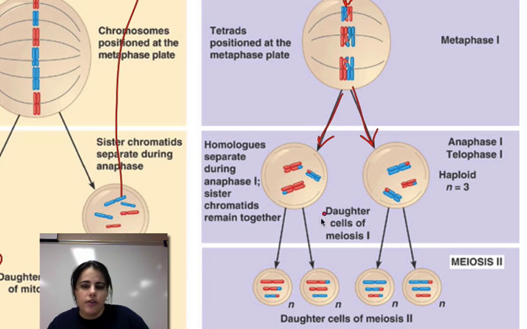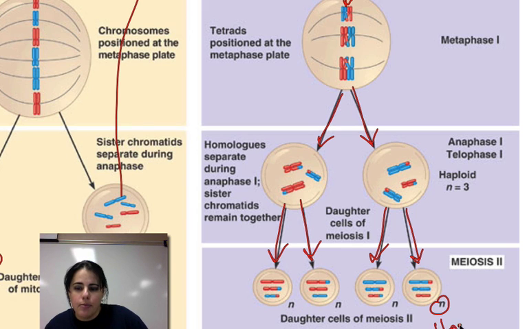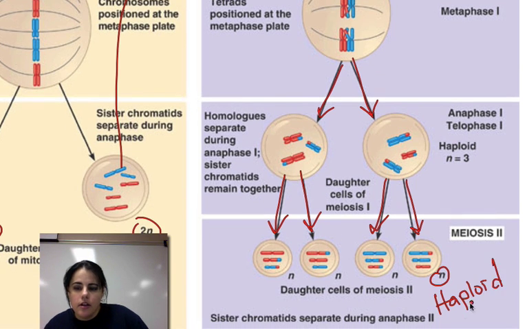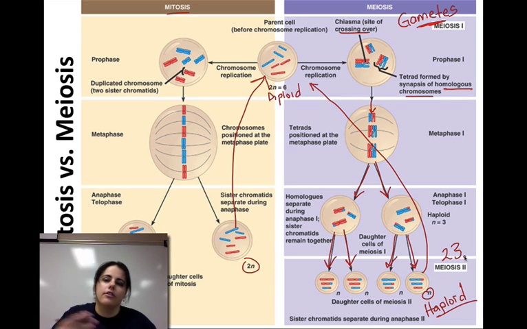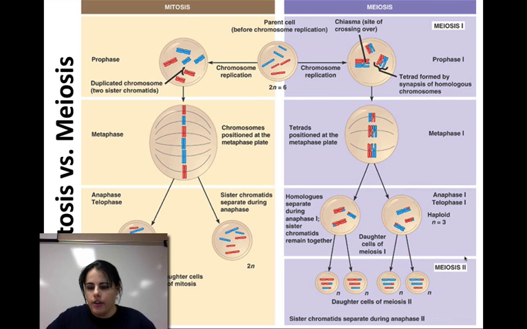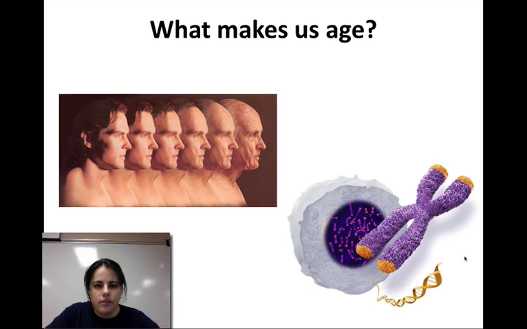So they go through a first division, but then immediately right after that, they're separated from their sister chromatid as well. And so in the end, you get cells that are haploid, which means they have half the number of whatever you started with, because gametes are haploid. They only have, in our case, 23 chromosomes, where all of our other cells have 46 chromosomes. And so that is mitosis versus meiosis.